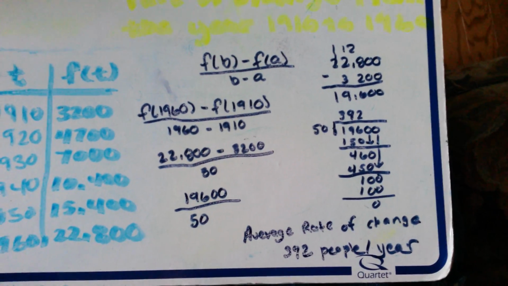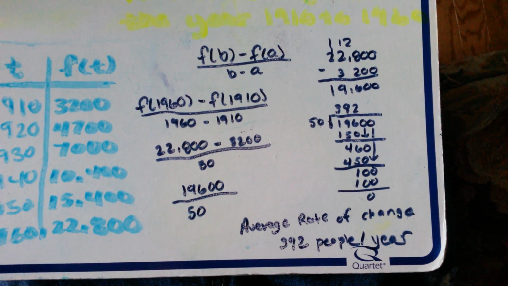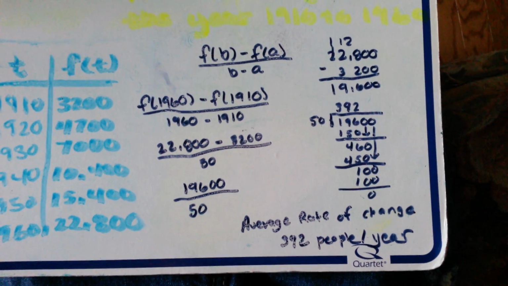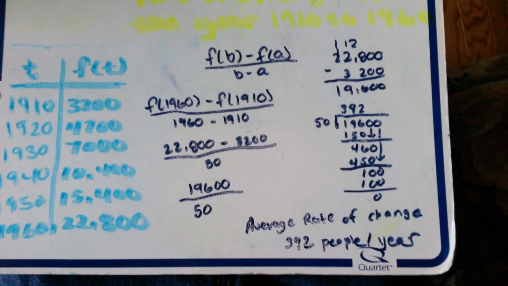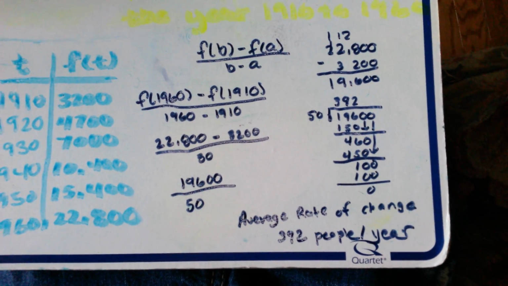And then we took 196. Well, I mean 19,600 divided by 50. Forgive me, Miss Brock, I messed up. I'm nervous. It's my first time participating.